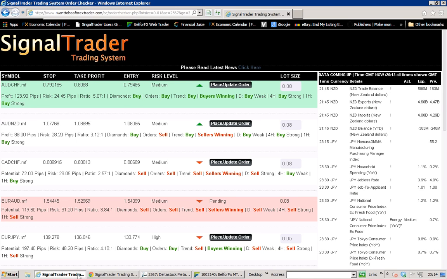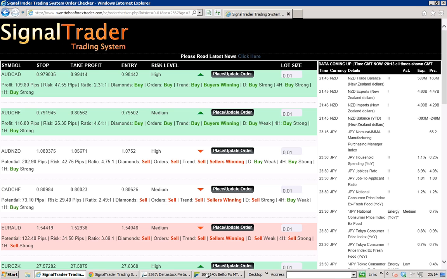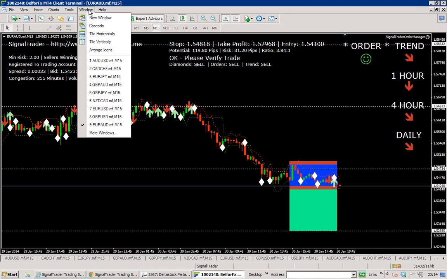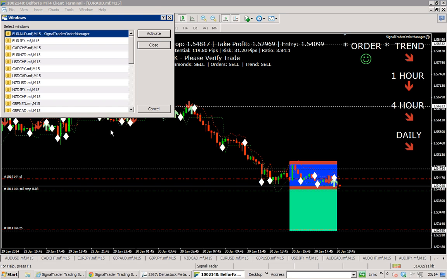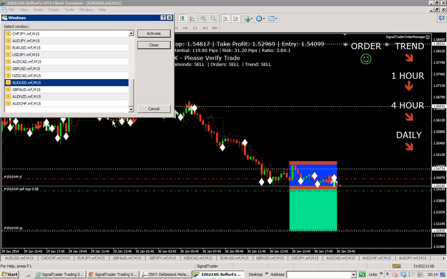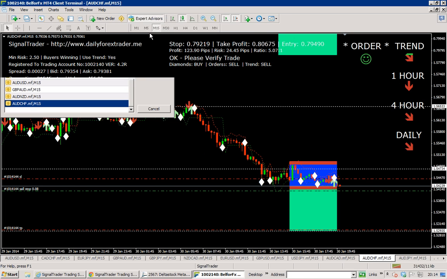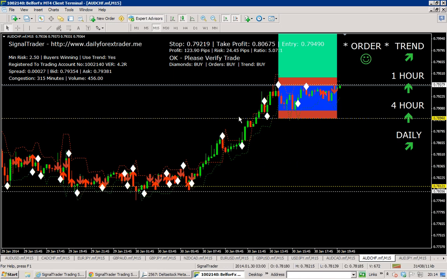Aussie Chief. Let's go and have a look at that. So this is the way I look at trades. I'll just go and have a look, see what I think. Aussie Chief. Again, same story, isn't it? We're looking for a buy on the Aussie Chief, which means we're looking for the Aussie to get stronger. So here is the same thing. You will see with SignalTrader, what you'll find is that you will see the same trades, the same currencies being all bought or all sold.